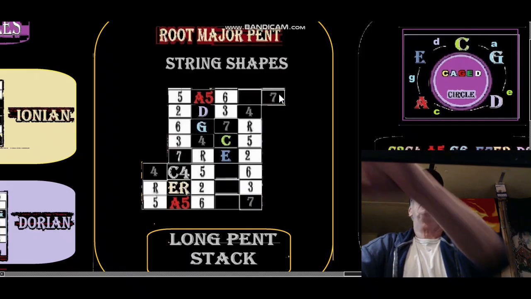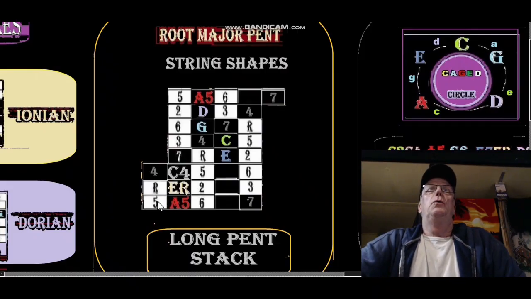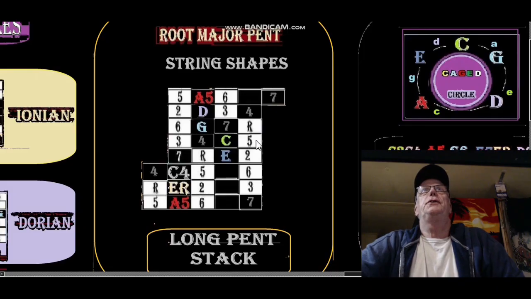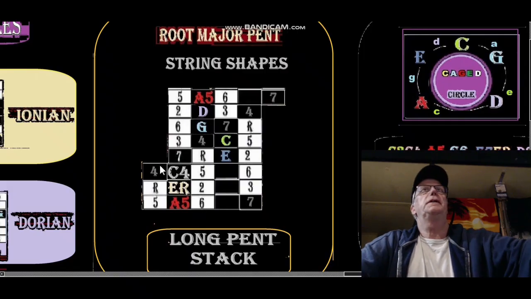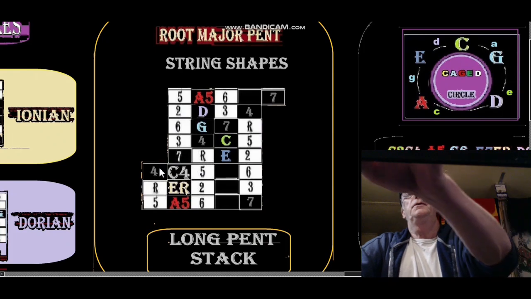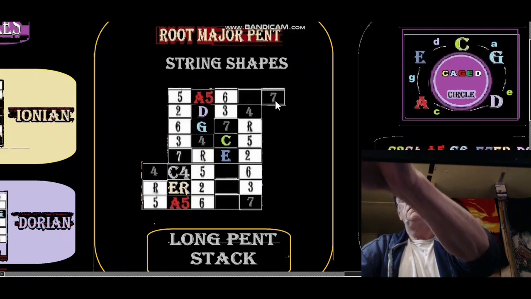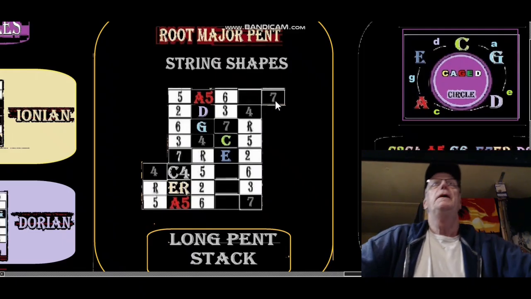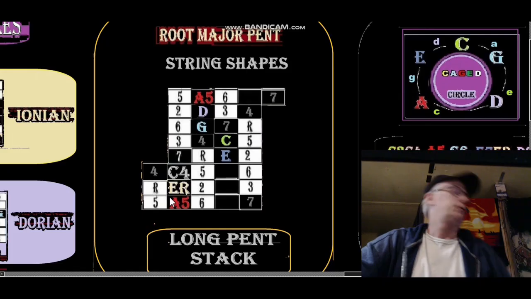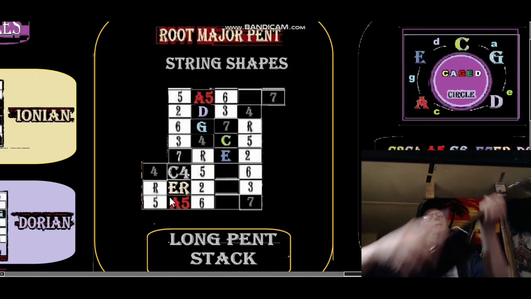Okay, so these are actually 1, 2, 3 octaves away there. So we started down here. 1, 2, 3. So the string shapes are just the 3 notes. We start here from 5.